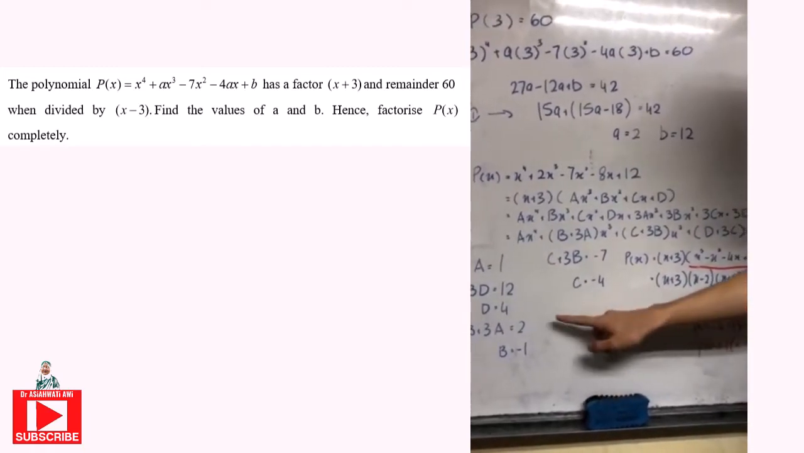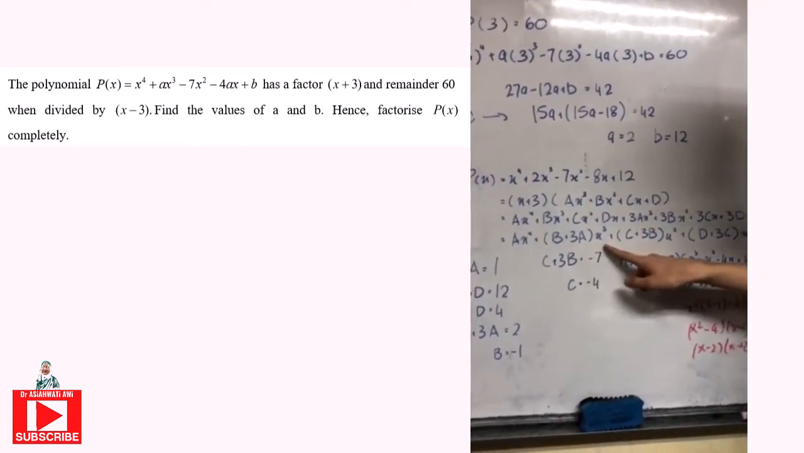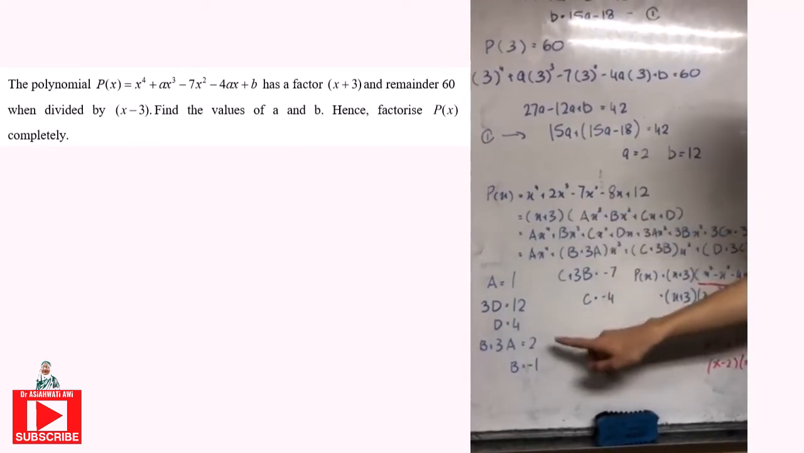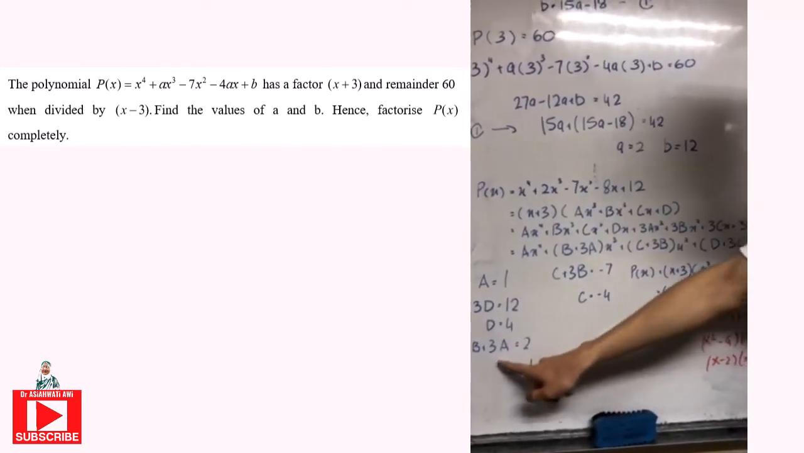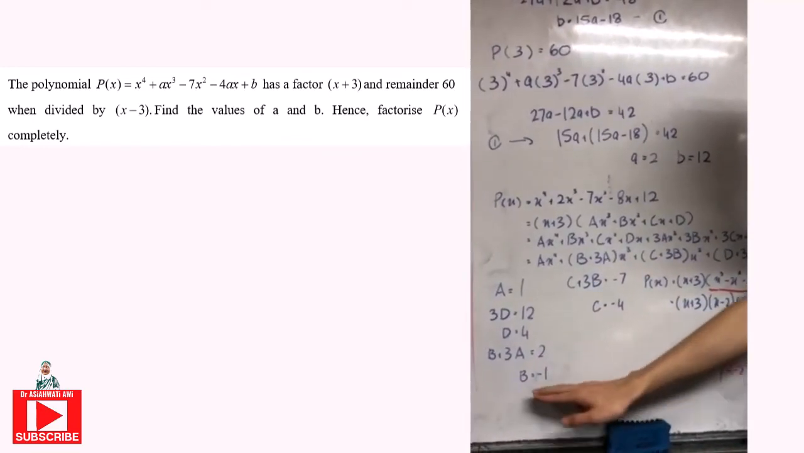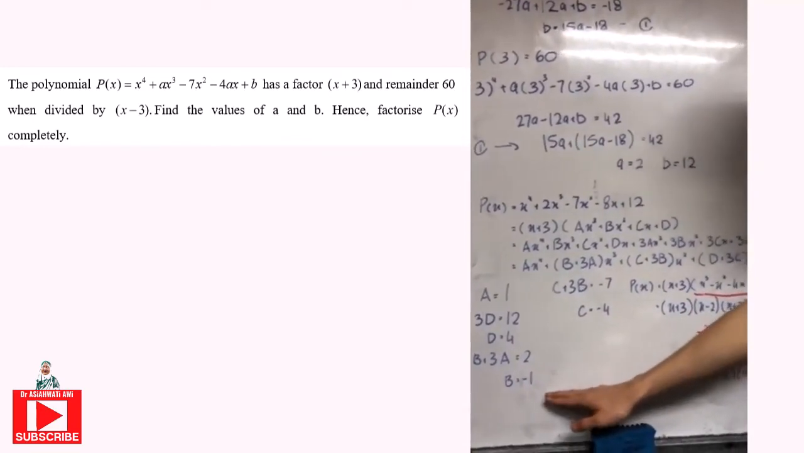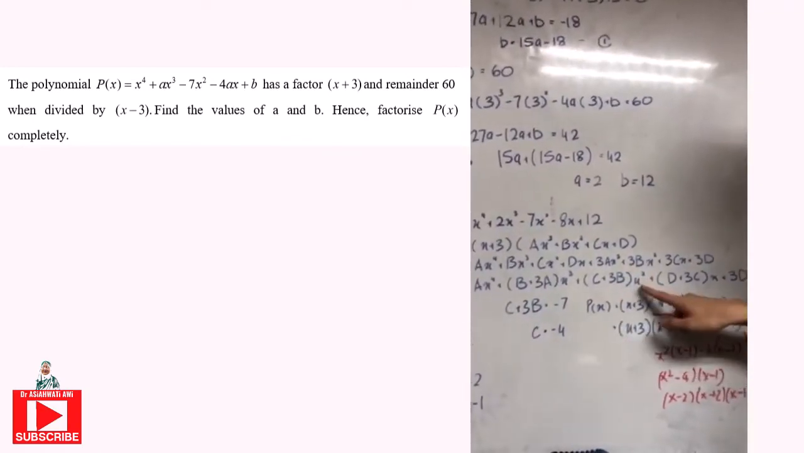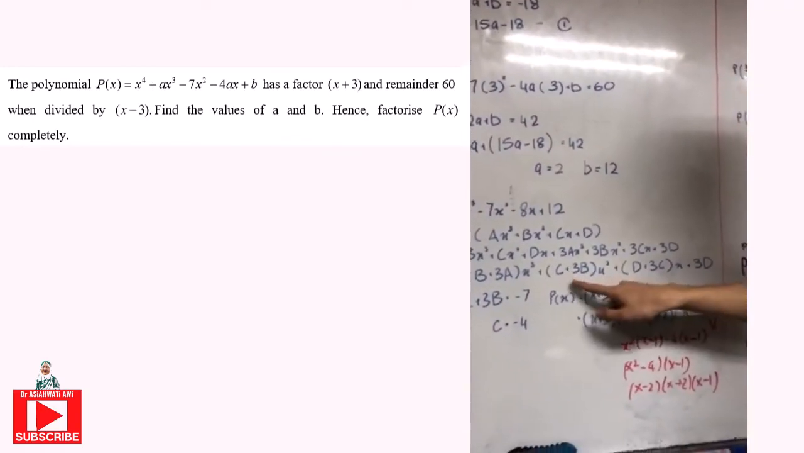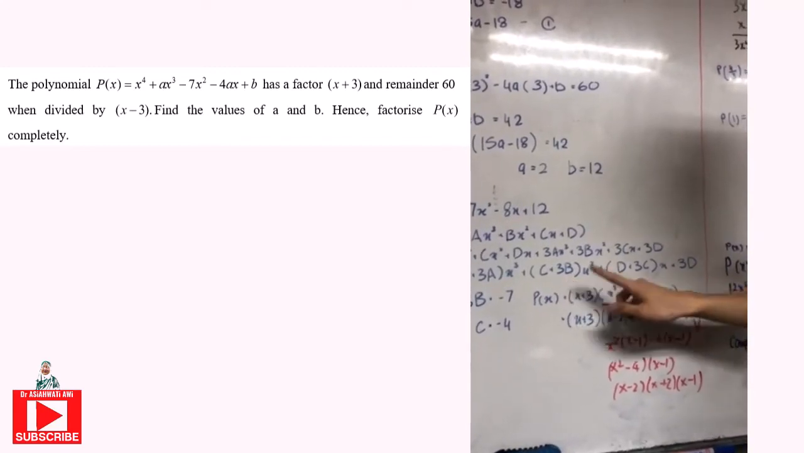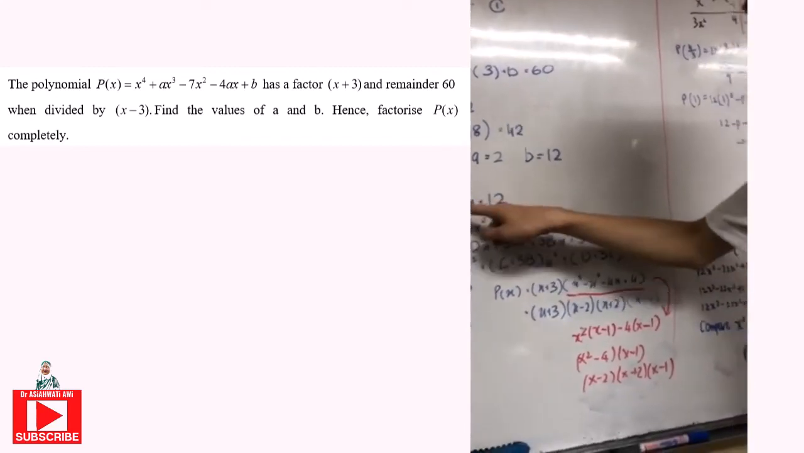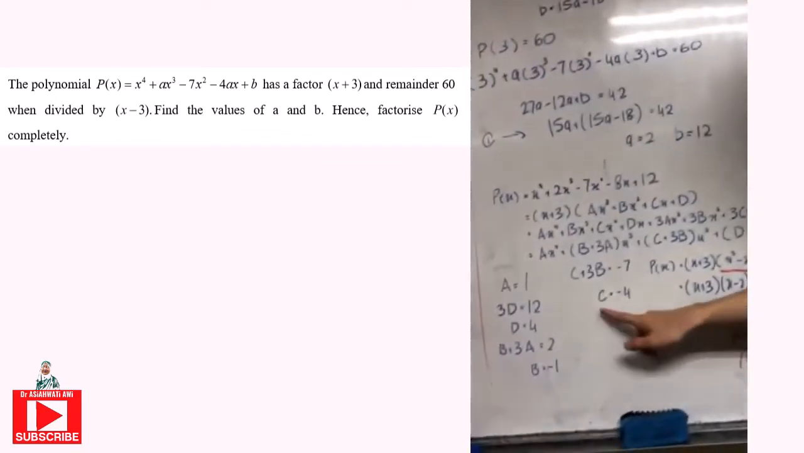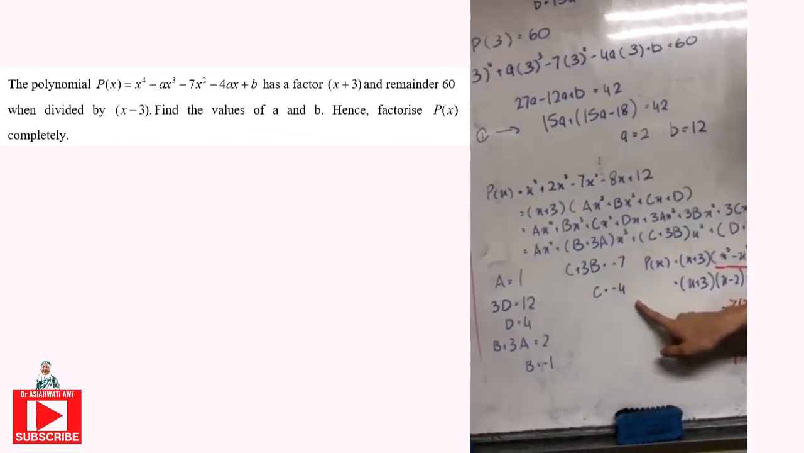The next step is we compare x cubed. So b plus 3a equals 2, and we already know a equals 1, so we substitute and we get b equals negative 1. Then we compare x squared. So c plus 3b equals negative 7. We substitute the value of b and we get c equals negative 4.